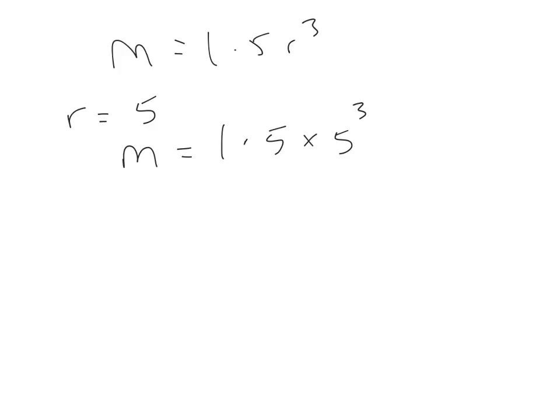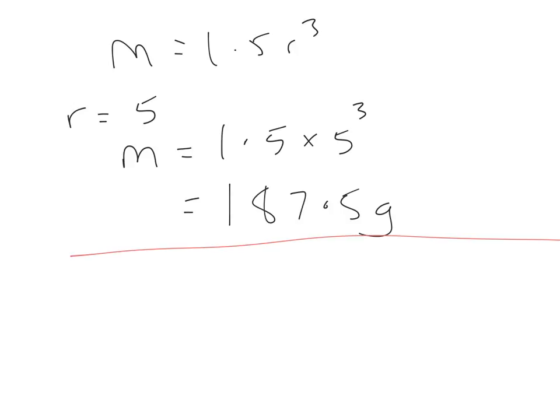Let's say m equals 1.5 r cubed, what's the mass if the radius is 5? All we have to do is put the 5 in the r spot. So 1.5 times 5 cubed. And what do we get? 187.5 grams.